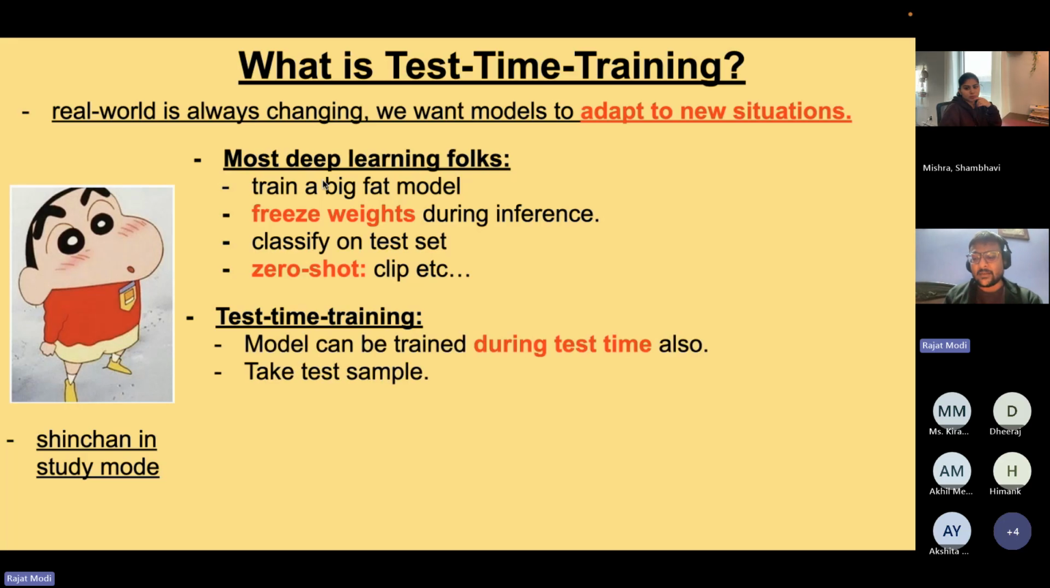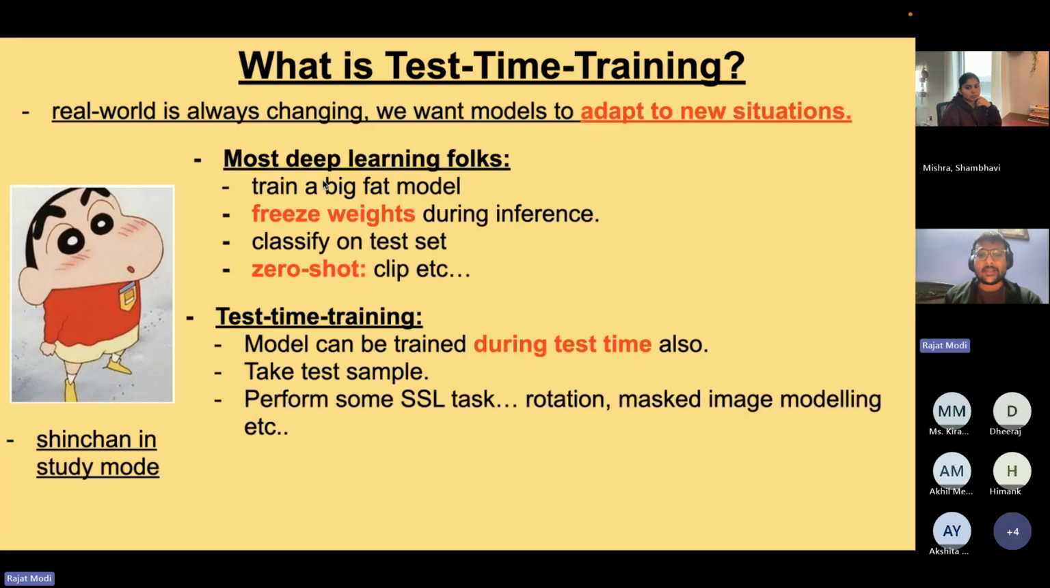So the idea is that you take a model which was trained on the train set and then you roll it out, you deploy it. So that's the testing phase. And during the testing, you take a particular test sample and you perform some sort of self-supervised task on that. Obviously, you can't use the label of the test sample. So generally, that SSL task you perform is something like rotation or masked image modeling or something like that. And then you update your neural network on that test sample. So the network is basically doing some sort of learning on the test sample also. And after you have done it for several iterations, you use the network to classify it.